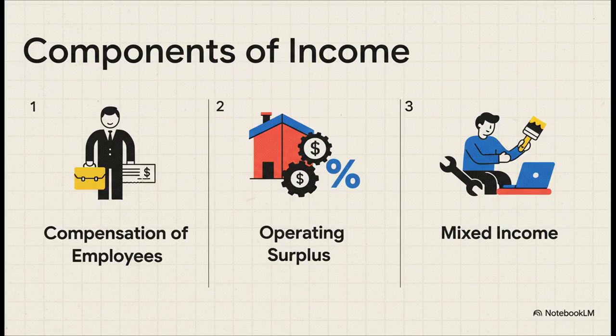First up is compensation of employees. That's basically all the money people earn from their jobs. Second is operating surplus, which is the income that's earned from property and businesses. Think rents, interest, and profits. And third, you have mixed income, which covers what self-employed people make, like a doctor running their own practice.